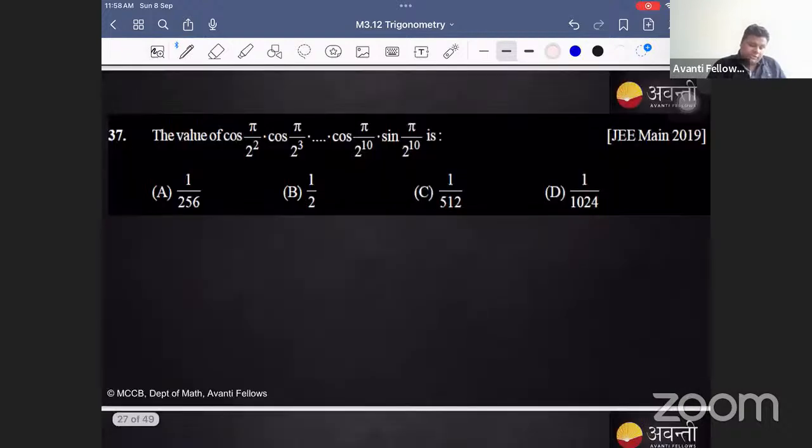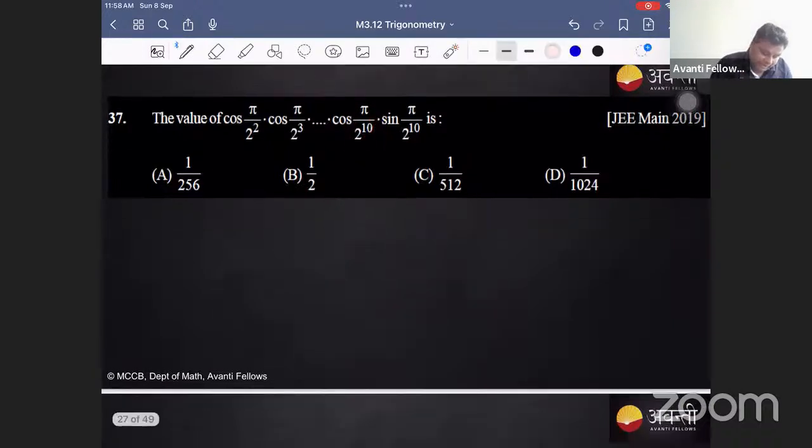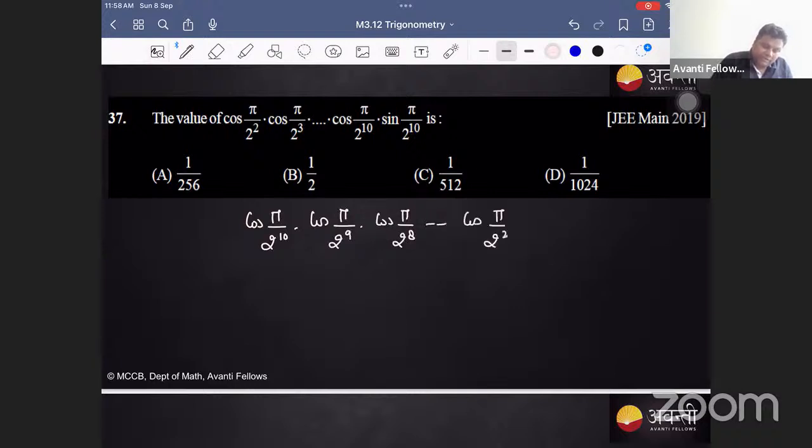Now let's use it in this question. Cos pi upon 2 square, cos pi upon 2 cube, up to cos pi upon 2 to the power 10. Now if you realize, the smallest angle is going to be pi upon 2 to the power 10. So I will write the series like cos pi upon 2 to the power 10, cos pi upon 2 to the power 9, cos pi upon 2 to the power 8, and so on up to cos pi upon 2 square. Now this is my series.